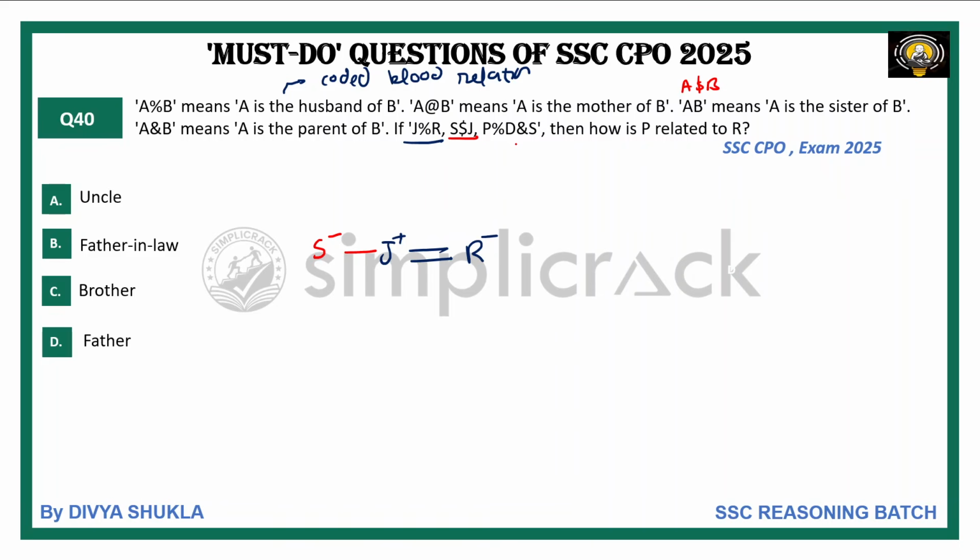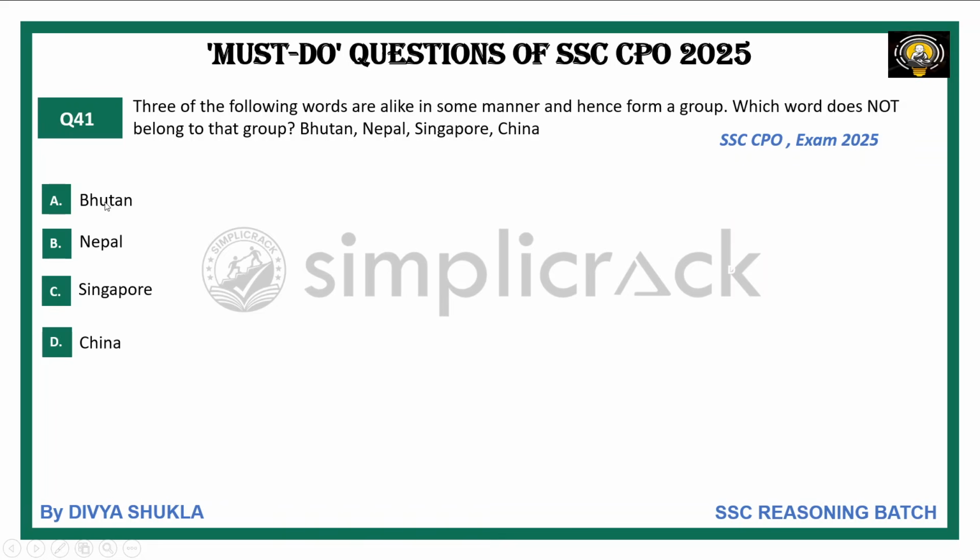P percentage D means P is the husband of D. D and S, that means D is the parent of S. So P is the husband of D and D is the wife of P, and both are the parents of S and J. How is P related to R? P is the father-in-law of R. Option B is the right answer for this question.